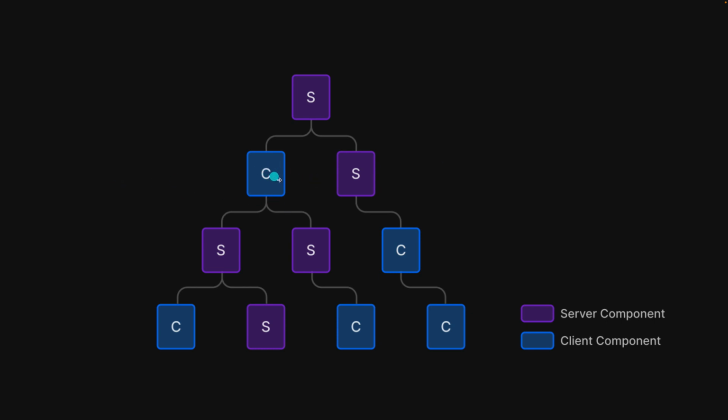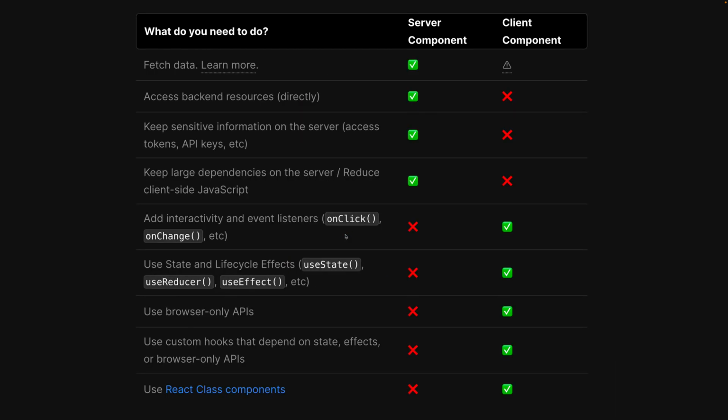And that's why you see this scenario over here. So we have a client component that's rendering server components, but these server components are actually passed in as children props. Okay, so now that we understand that, let's look at a quick little summary of when you want to use server components versus when you want to use client components.